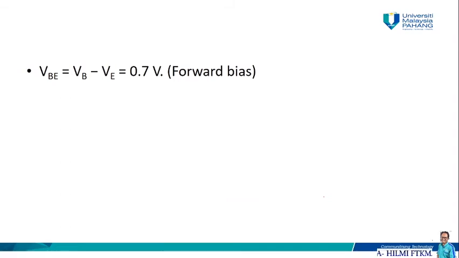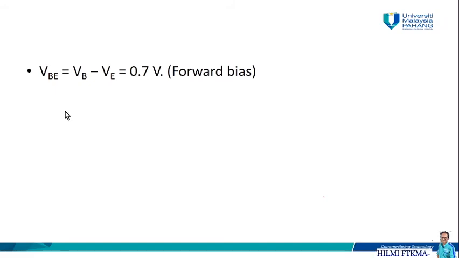So first, let's take a look at the voltage between base and emitter. We are going to subtract VB minus VE. It was given that VB is 2 volt and VE is 1.3 volt. So we are going to get VBE is 0.7 volt. So the value is showing that VBE is forward bias.